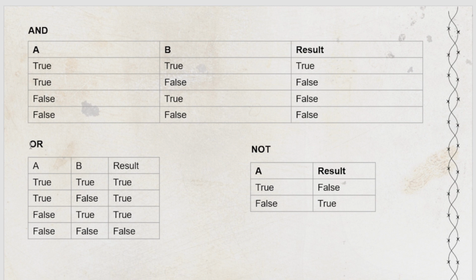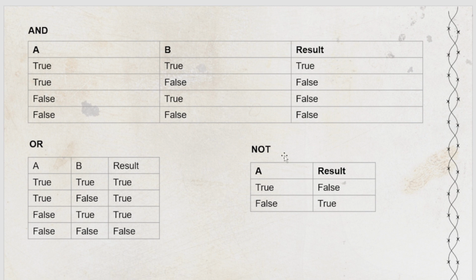Let's discuss the OR operator. So you can see here we are taking two conditions, A and B. If A is true, B is true, then it will return true. If A is true, B is false, then it will return true. If A is false, B is true, then it will return true. If A is false, B is false, then it will return false. So if any condition is true, then it will return true. If all the conditions are false, then it will return false.